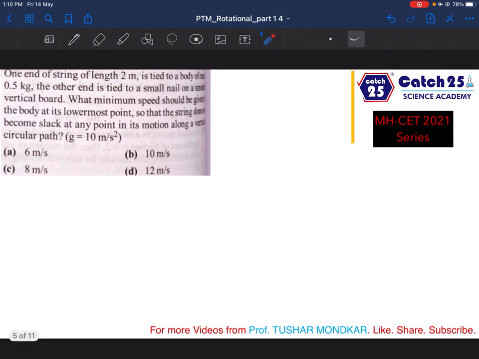Next question. One end of the string of length 2 meter, again, so this is L equals R equals 2 meter, is tied to a body of mass 0.5 kg, so m is given over here. The other end is tied to a small nail on a small vertical board. What is the minimum speed that should be given? So that means they are asking us for V minimum, at the lowermost point, that means bottom point, right? So indirectly they want us to calculate velocity at the bottom. It's quite easy now that you have this.